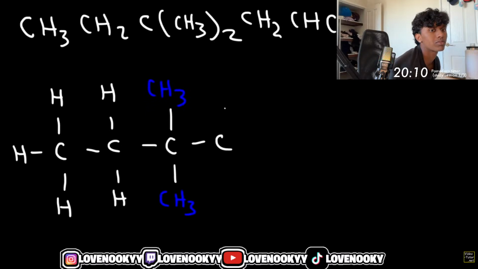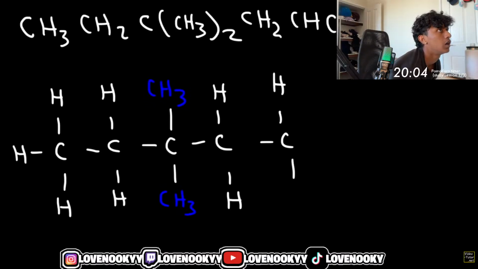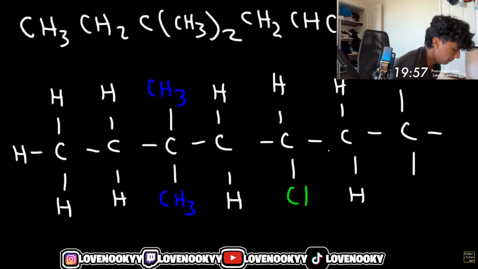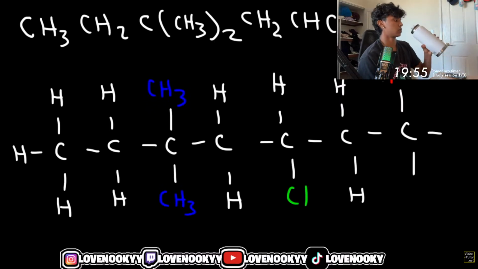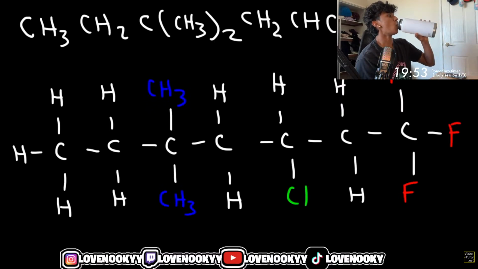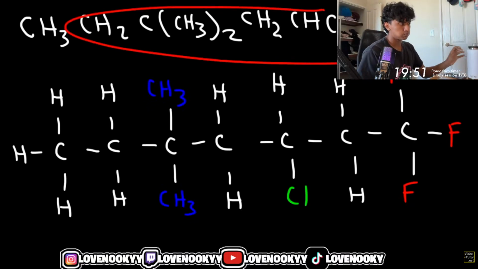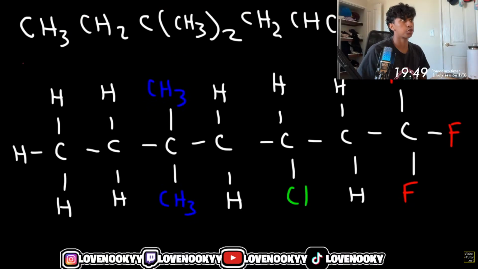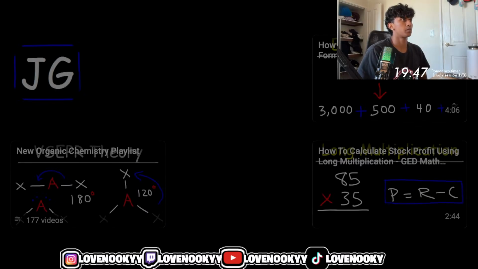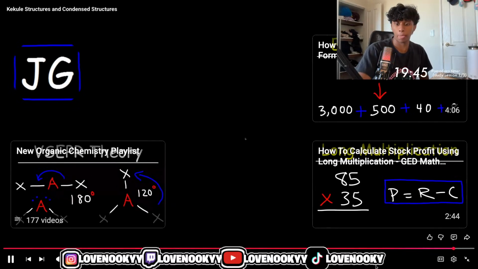And then there's a CH2 group, a carbon with 2 hydrogens. And then we have CHCl. So we have carbon with a hydrogen and with a chlorine atom, which I'll highlight in green. And then it's a CH2, and then CF3. So the last carbon has 3 fluorine atoms. And so that's it. That's how you can write the Kekulé structure or the expanded Lewis structure for this particular molecule.